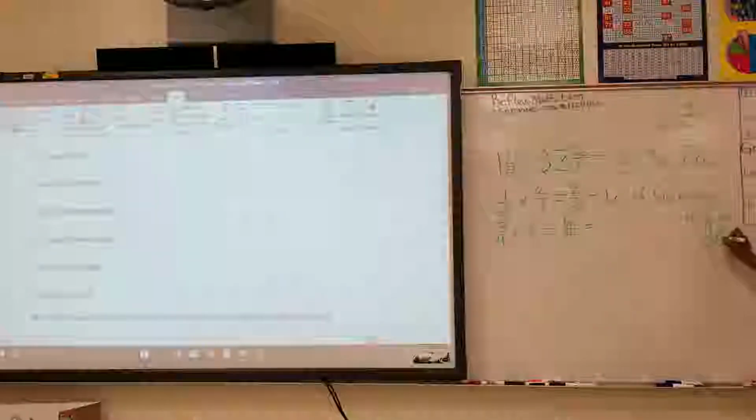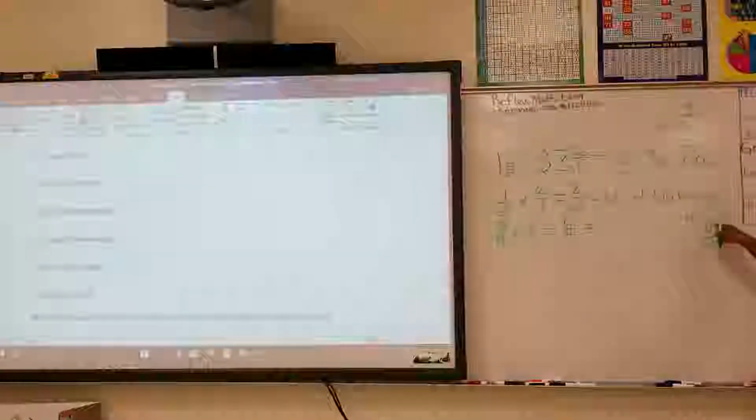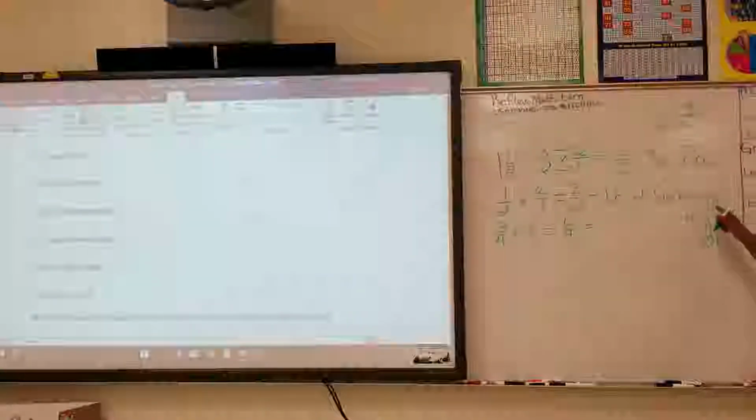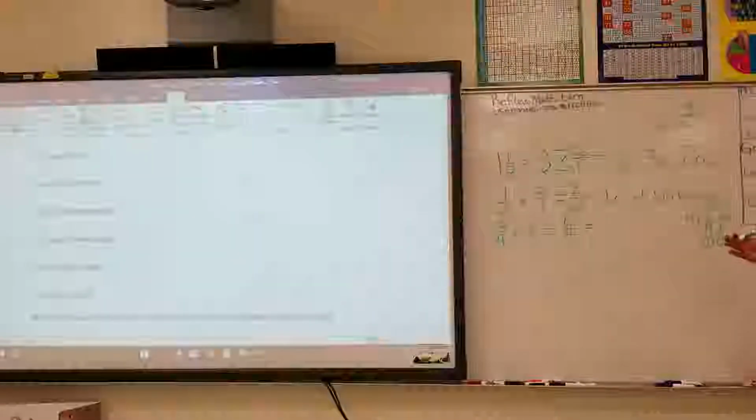We'll send this 0 down. 4 goes into 20 5 times. When you put the decimal here, please do not forget to put it up top, okay? So therefore it will be 1.5.